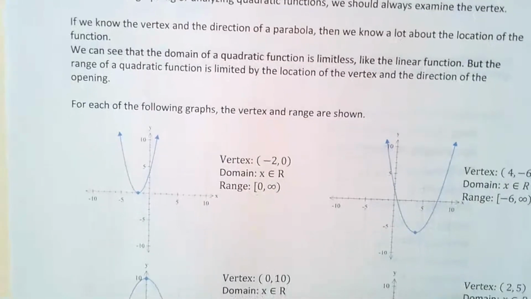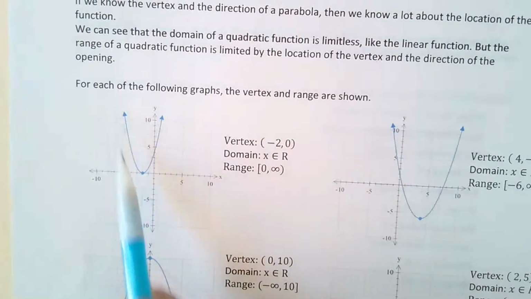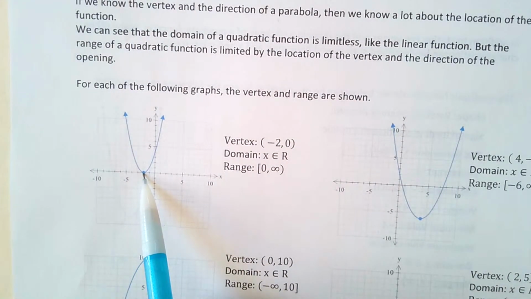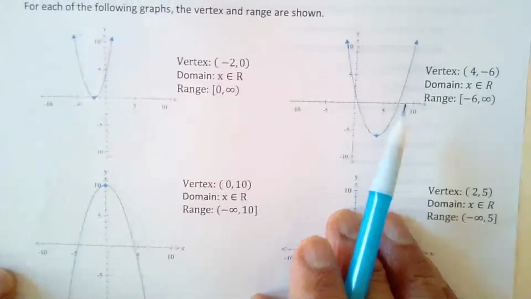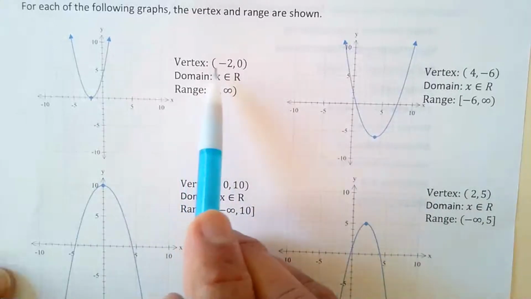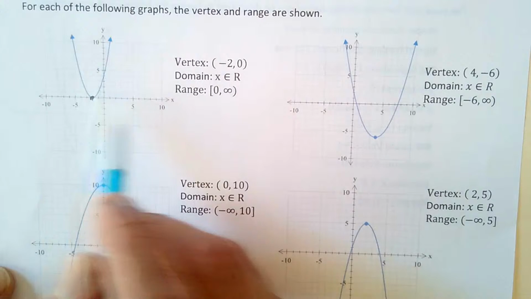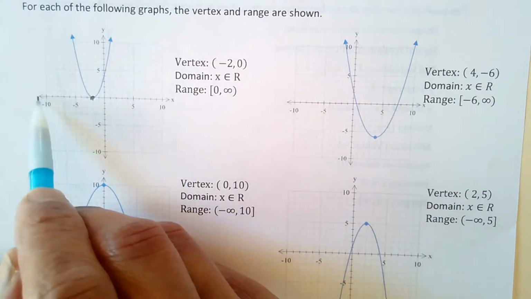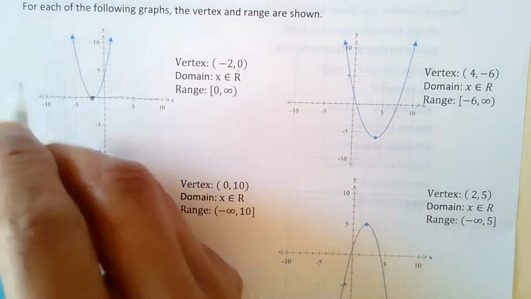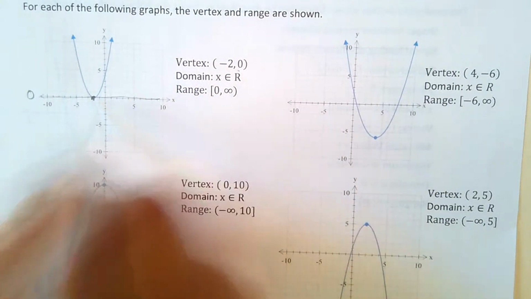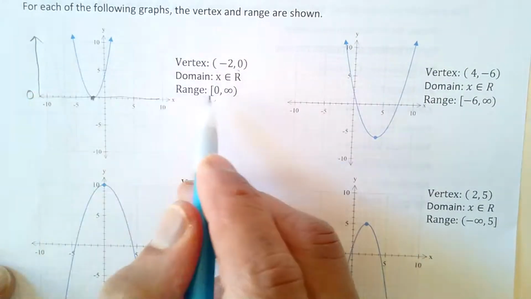Let's look at some examples here. Now, here we have the vertex at (-2, 0). So at this point here, the vertex, the minimum point, y is equal to 0. At this point here, the graph doesn't go below 0. So we can say the range is from 0 all the way to positive infinity.